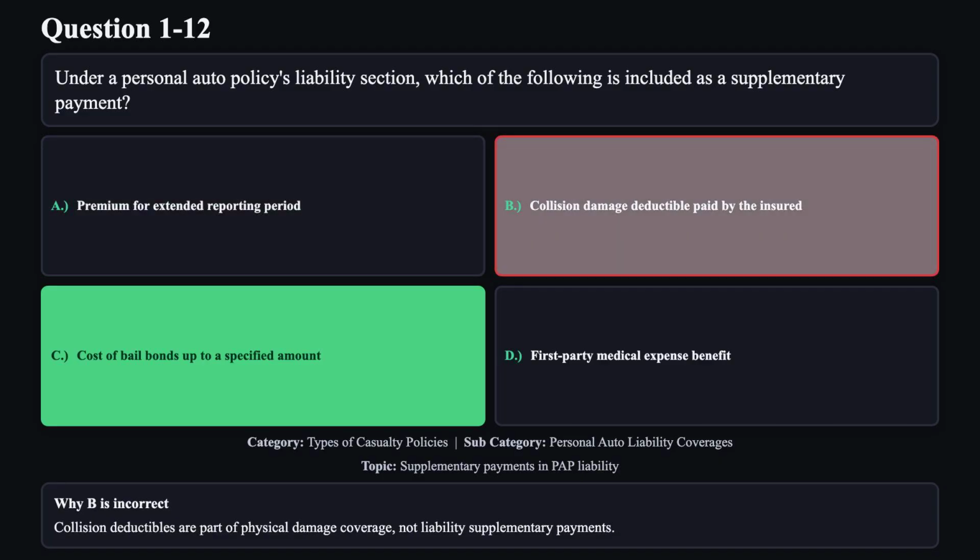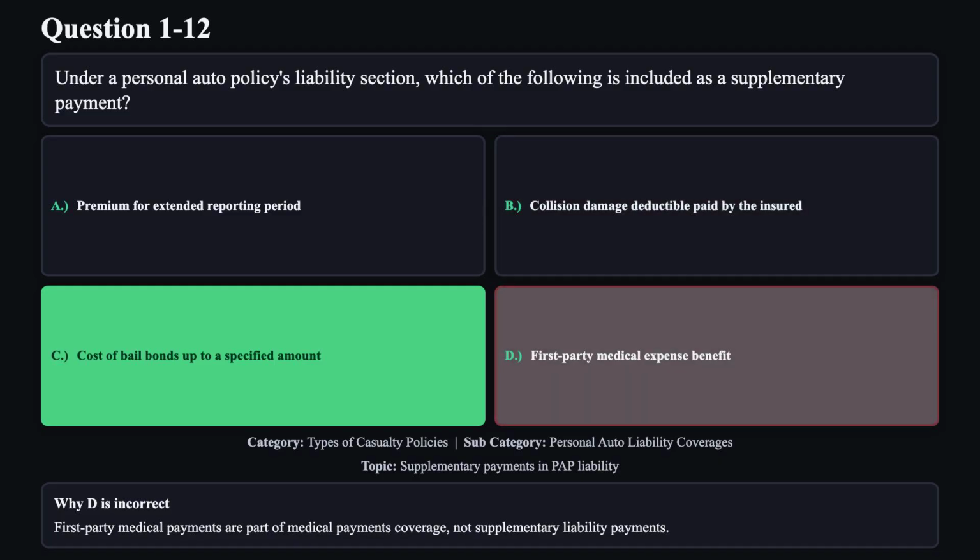Reason B is not correct. Collision deductibles are part of physical damage coverage, not liability supplementary payments. Reason D is not correct. First-party medical payments are part of medical payments coverage, not supplementary liability payments.